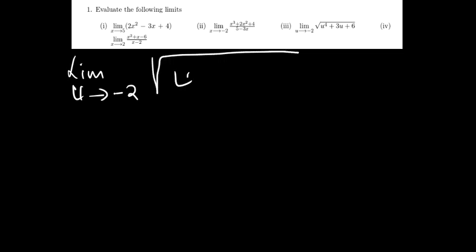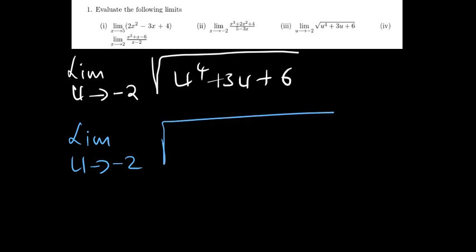So the third one, here we have the limit as u approaches negative 2 of the square root of u to the power 4 plus 3u plus 6, right? So this is what we have. We have to evaluate the limit as u approaches that. Now the question is, are we going to get any error? Let's substitute. So the limit as u approaches negative 2. So where there's u, we're going to put negative 2. So negative 2 to the power 4 plus 3, and then negative 2 where there's u plus a 6.